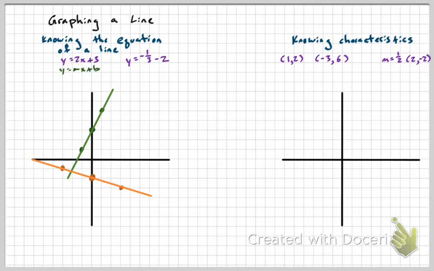Okay? Now, if I was just graphing my line where it was 1, 2, and negative 3, 6, all I got to do is find those points, 1, 2, negative 3, 6, and just connect them. That's all you have to do. Okay? Now, if I know a point my line passes through and I know my slope, I just go to that point, 2, negative 2, and then from there I just use my slope, up 1 to the right 2, down 1 to the left 2, and again, just connect them.